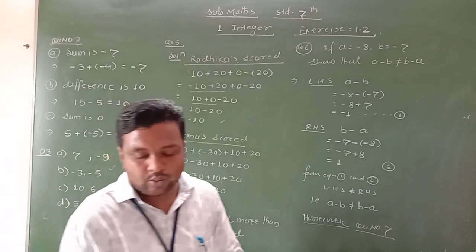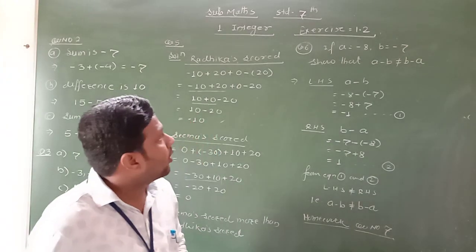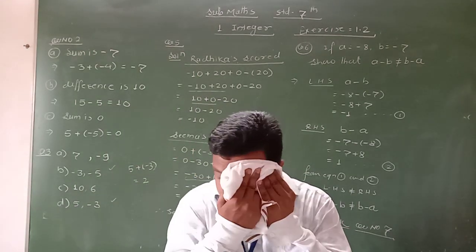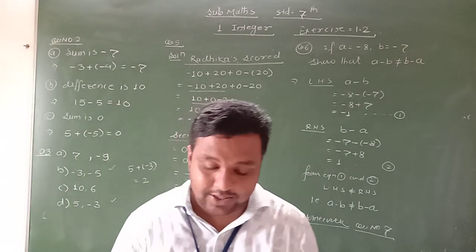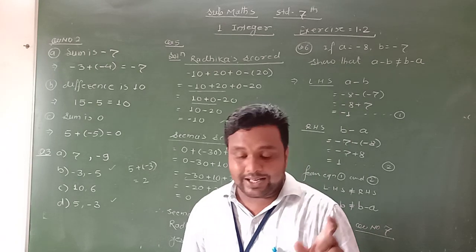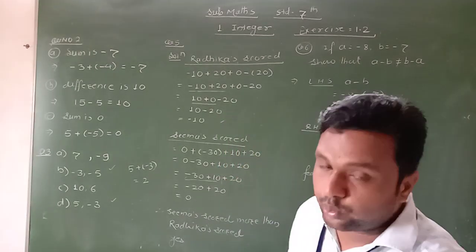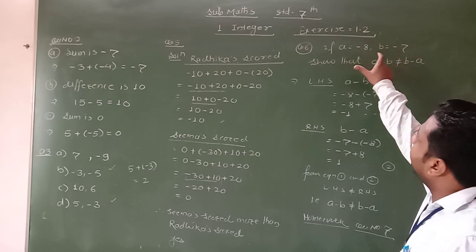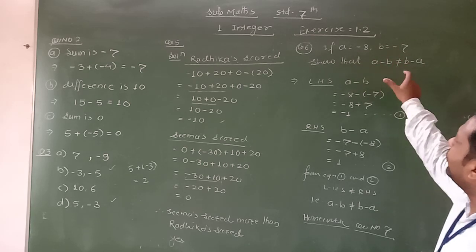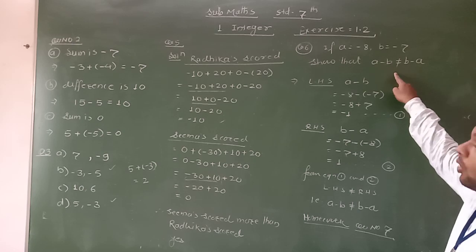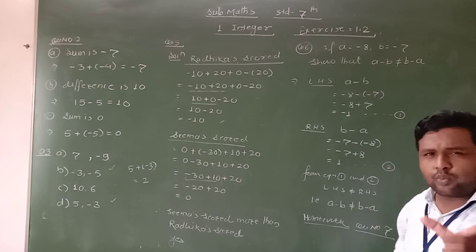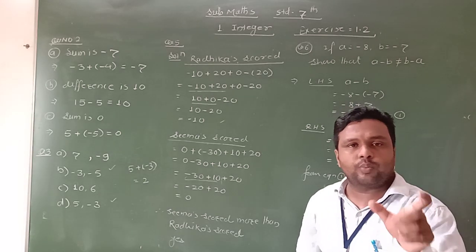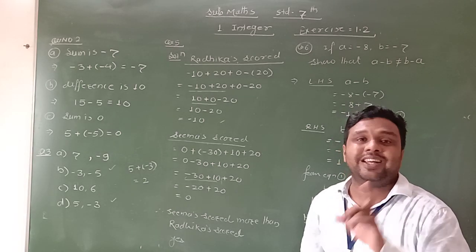Let me explain the next question, question number 6. Now, question number 6 is given. If a is equal to -8 and b is equal to -7, show that a minus b is not equal to b minus a. Okay. The values of a and b are given. For these values, we have to show a minus b is not equal to b minus a. From this equation, we understand which property? Commutative property for the subtraction of integers.